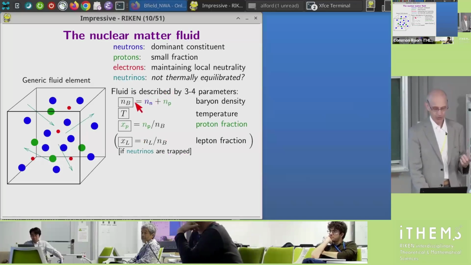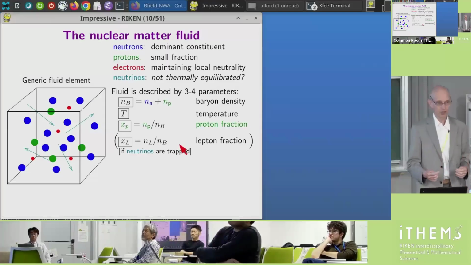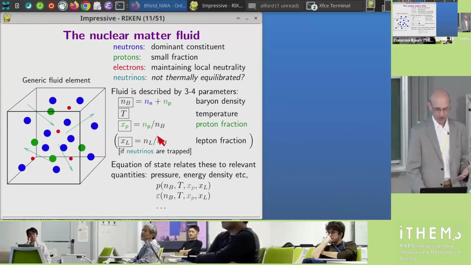So there's the density, the baryon density, protons plus neutrons. There's the temperature. There's the proton fraction, what fraction of the baryons are protons, and if the neutrinos are trapped, then there's a lepton fraction you can talk about as well. Those are the conserved quantities, or the things related to conserved quantities, that you can talk about. So it's not that hard. And so the equation of state, the thing that everyone talks about, is: what is the pressure as a function of these state variables? What's the pressure as a function of density, temperature, proton fraction, maybe lepton fraction?